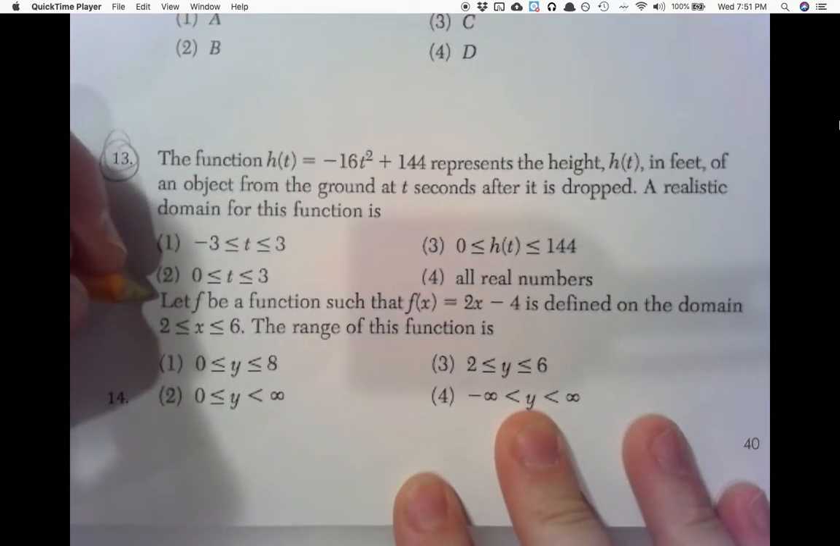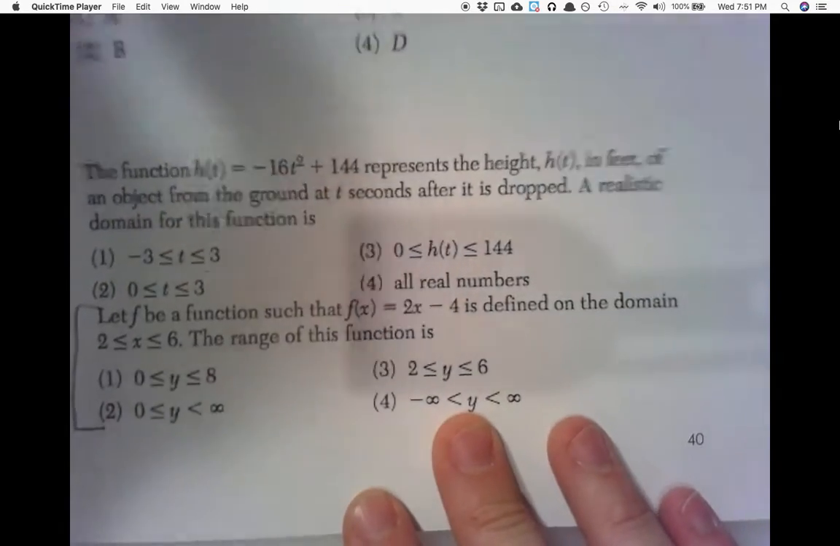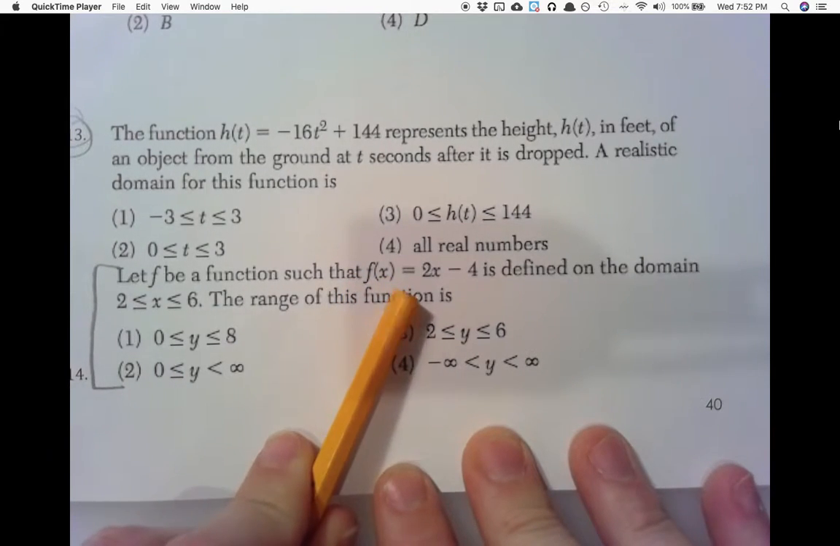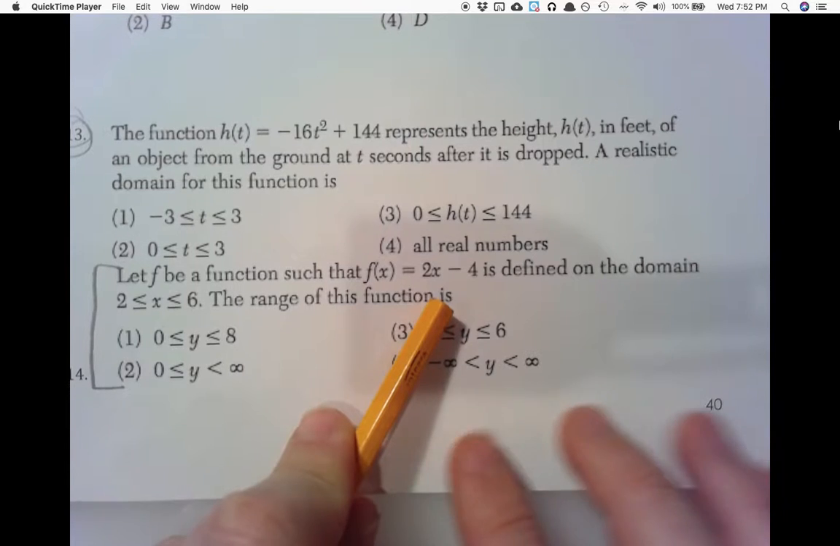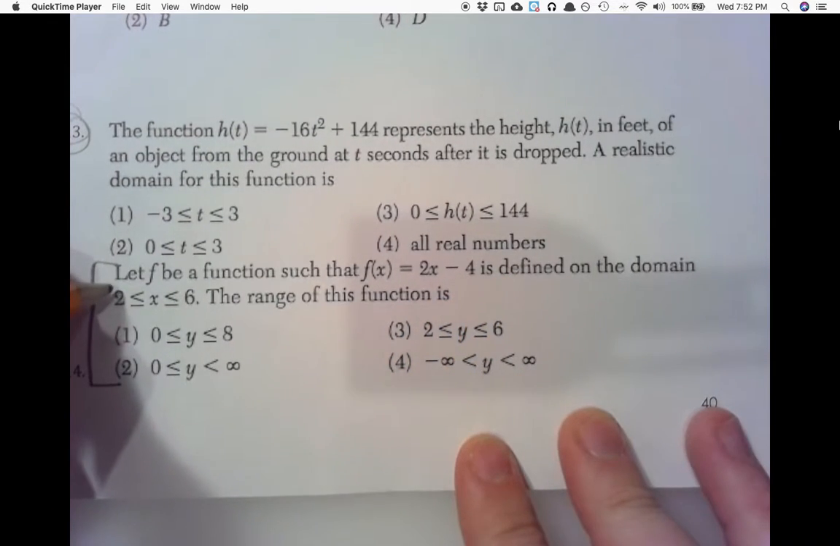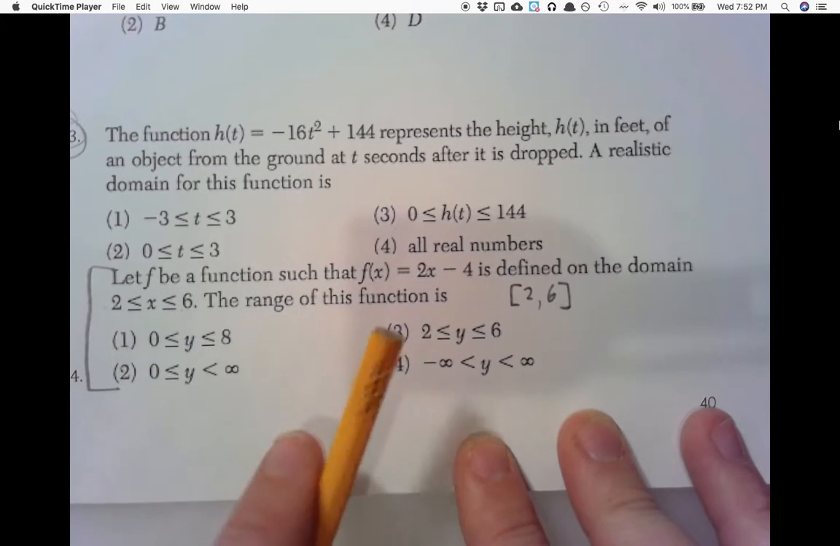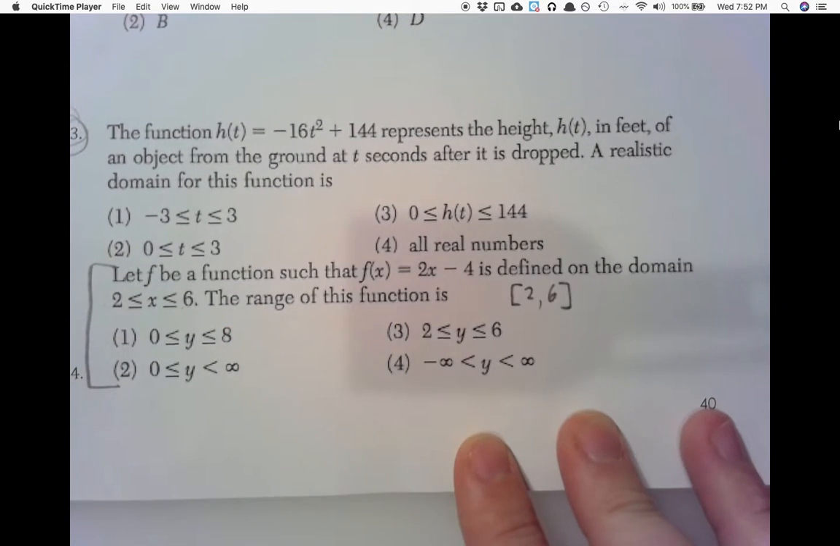Let's take a look at one more kind of weird one. Let's take a look at this question right over here. I want to look at just this bit on the bottom. It says, let f be a function such that f of x equals negative 2x minus 4, defined on the domain from 2 to 6, including 2 and 6. It's then asking, what is the range of this function?